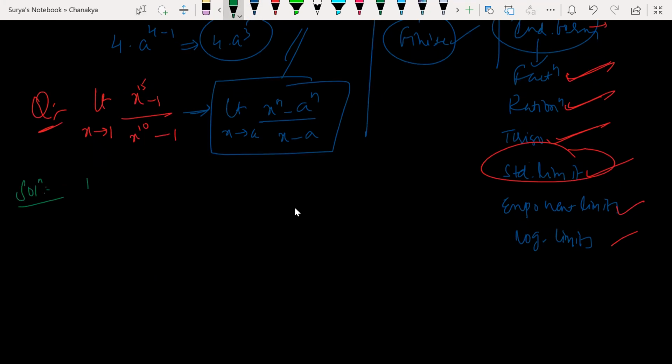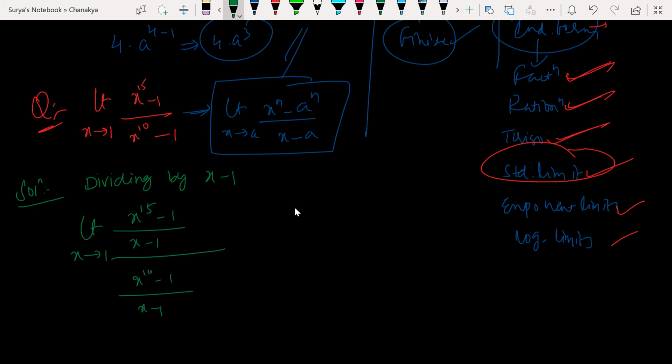By dividing by x minus 1. If I divide by x minus 1, what will happen? Limit x tends to 1, x to the power of 15 minus 1 divided by x minus 1, whole divided by x to the power of 10 minus 1 divided by x minus 1. Isn't it? If I cancel these two again, I'll get my original function. Yes or no?